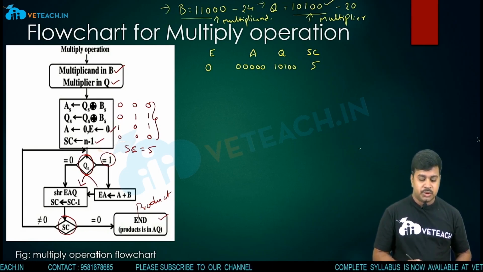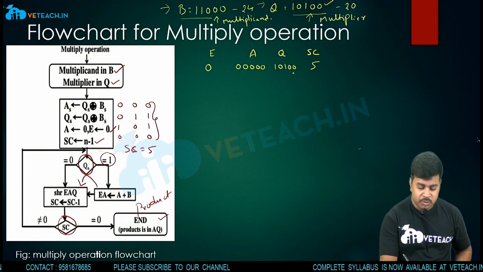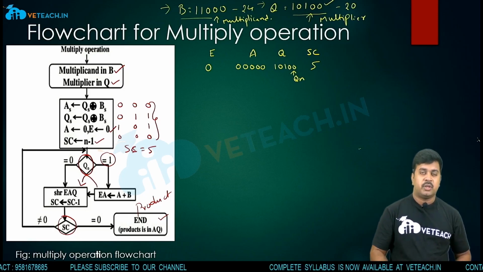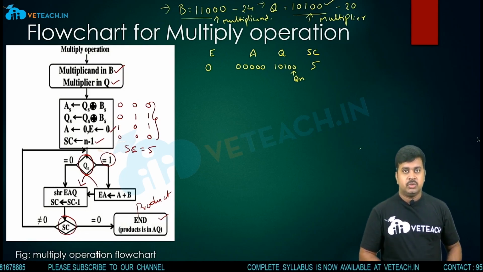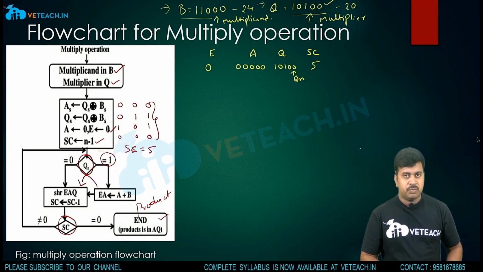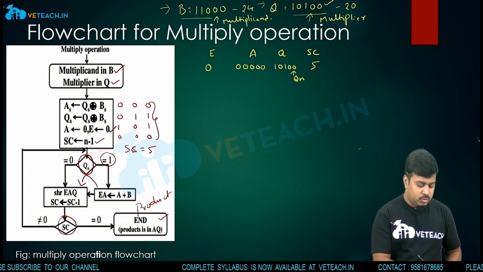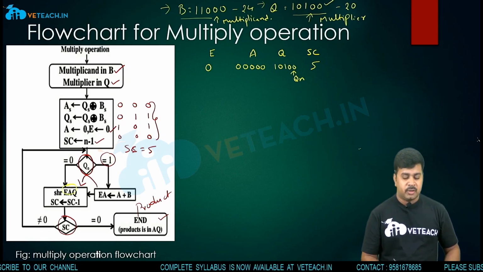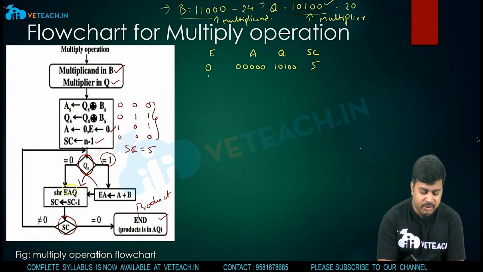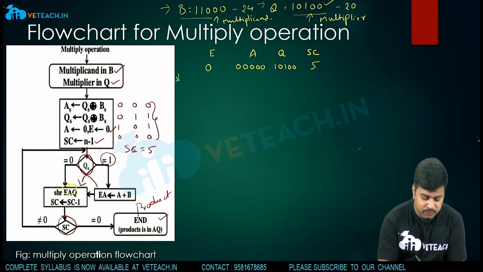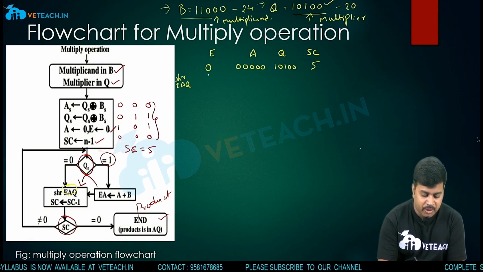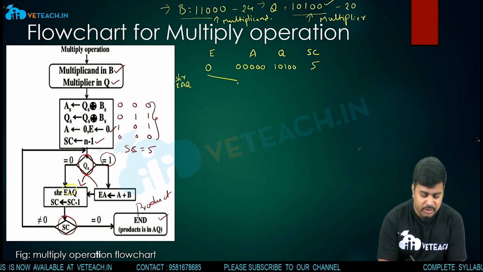Now you are going to check the value Qn, the least significant bit of Q, whether it is 0 or not. If it is 0, you are going to do shift right of EAQ. So this particular value will be implemented. That means it will be written like this: shift right of EAQ will be performed, and you can write it like this.